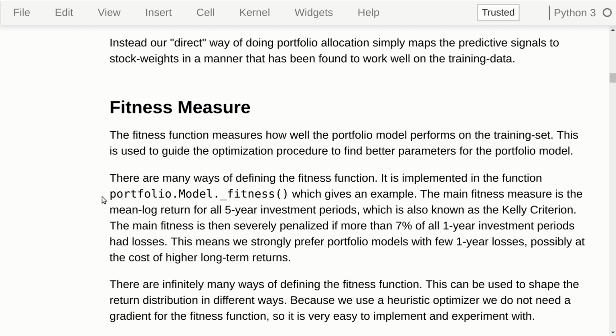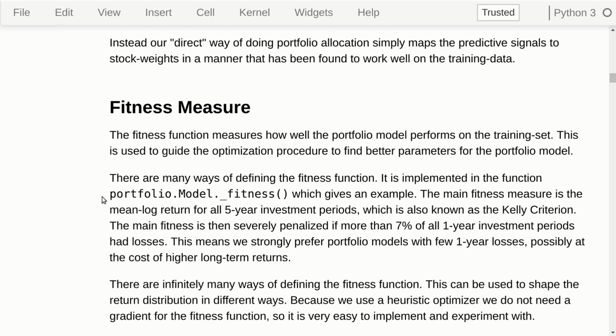The main fitness measure is the mean log return for all 5-year investment periods, and this is also known as the Kelly Criterion. And there's a brilliant book about Ed Thorpe, who was a mathematics professor who made the first real hedge fund. And he was a brilliant man. I think he's still alive, but he's really old now. And the book is called, I think, Fortune's Formula. And it's actually really, really exciting if you like computer science and math and finance and things like that. But anyway, he was using the Kelly Criterion to allocate his portfolios.